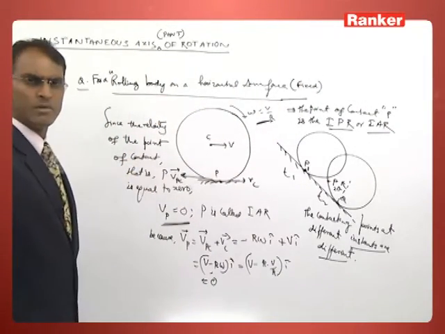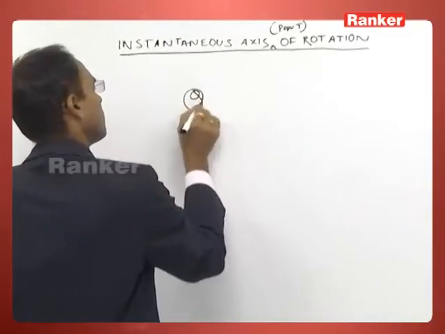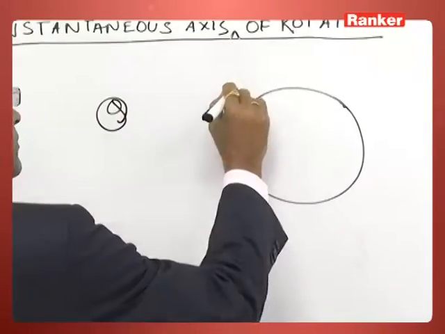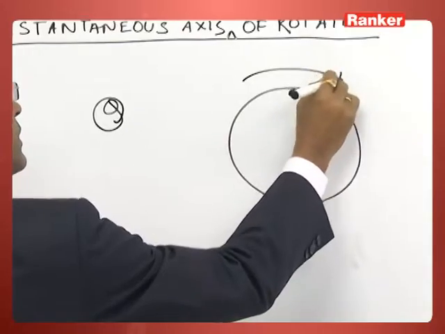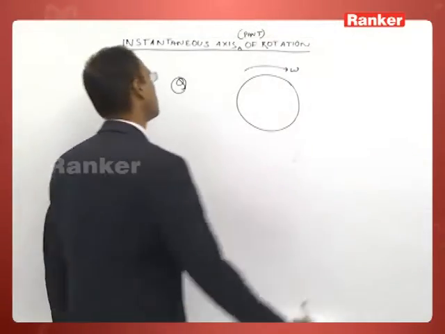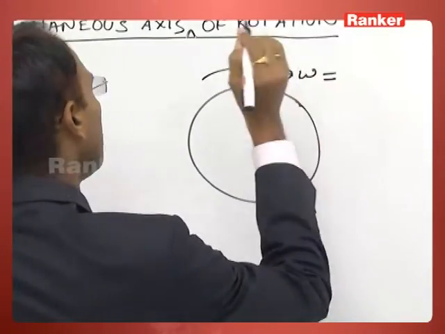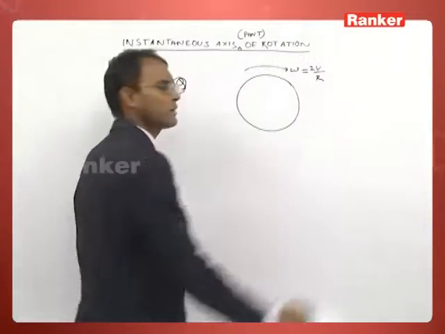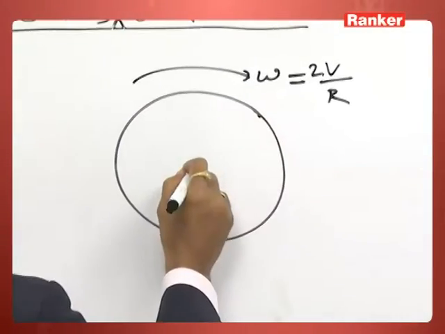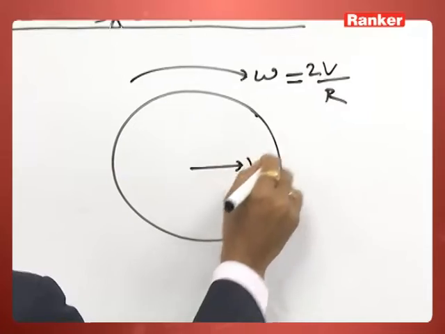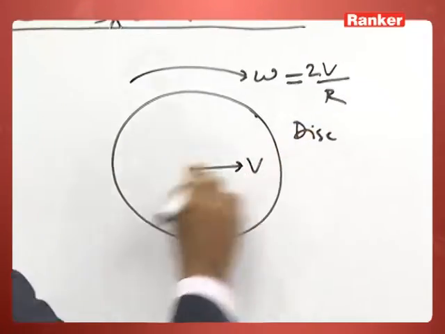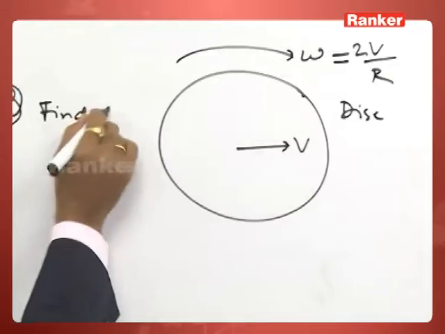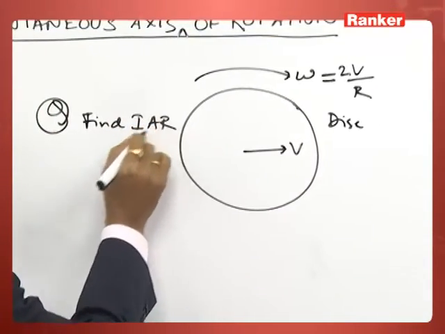Let me take another example. Let us take a disk. The disk spins with an angular velocity 2v by r, and the center of the disk moves in this way. Find the instant axis or instant point of rotation.